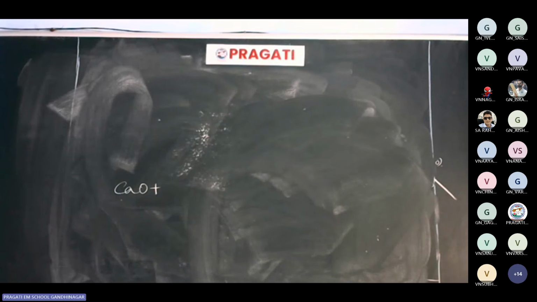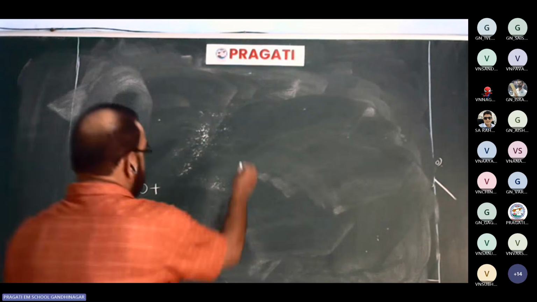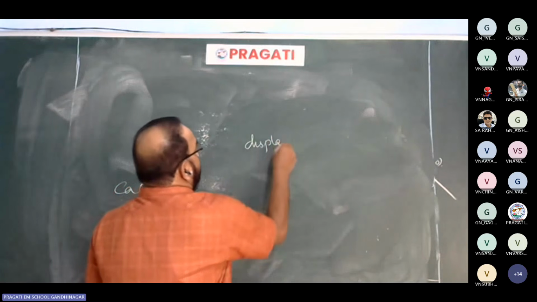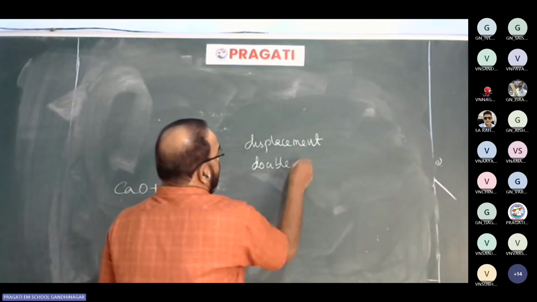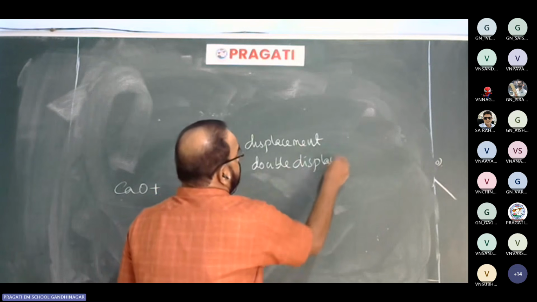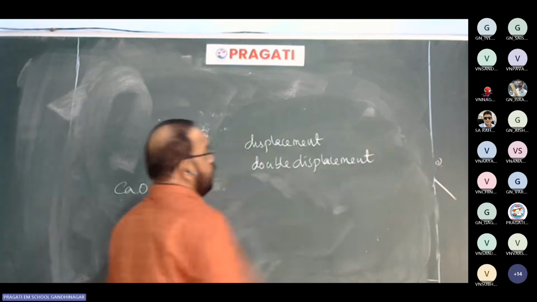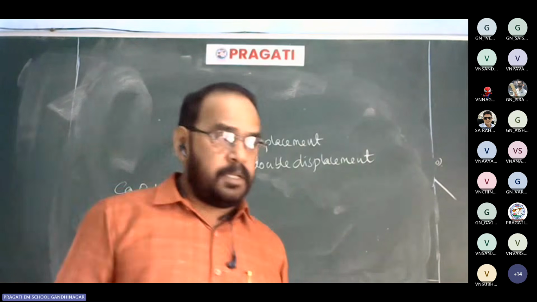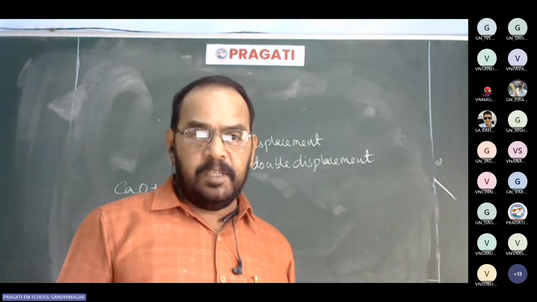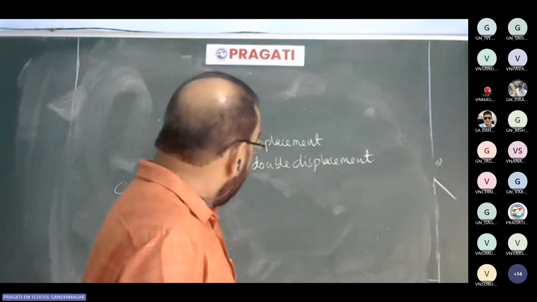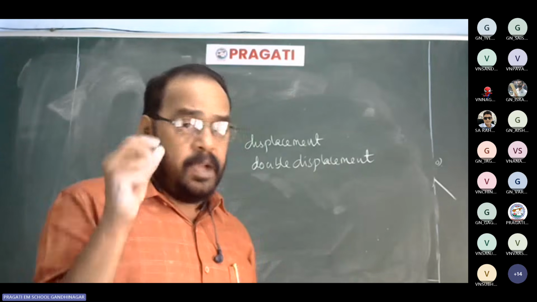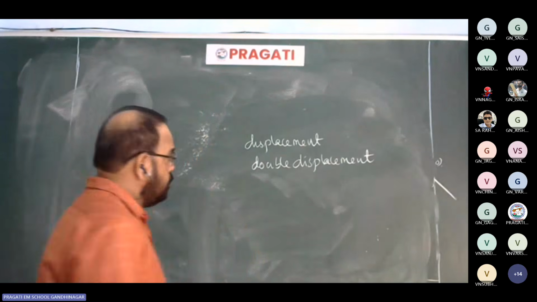Next, decomposition. Already I said what the types are. After that we studied displacement reaction, chemical displacement, double displacement. You need to study examples also. They can ask you examples for displacement reaction and double displacement reaction in the 1 mark section and 2 mark section. In displacement reaction, one reasoning question is there.